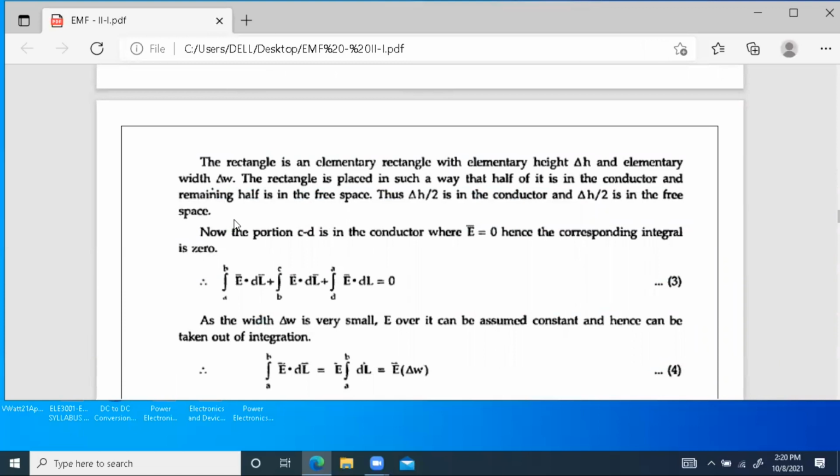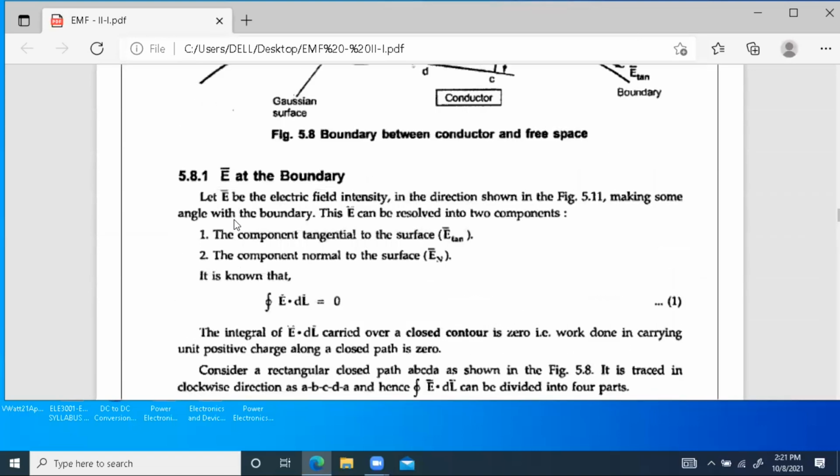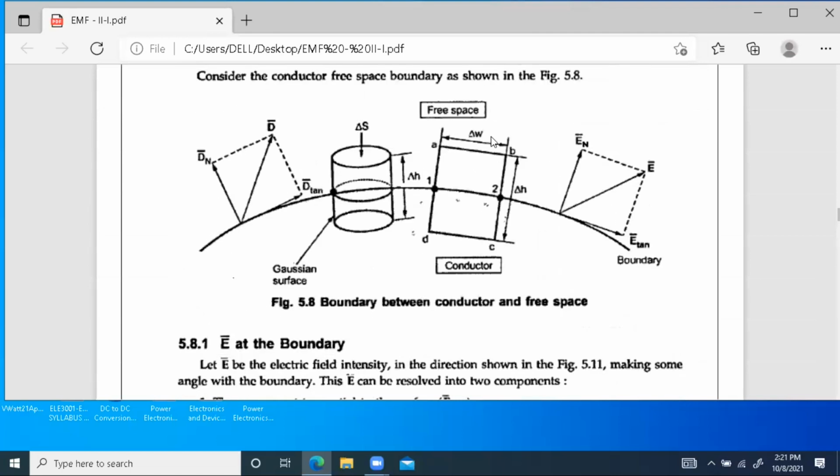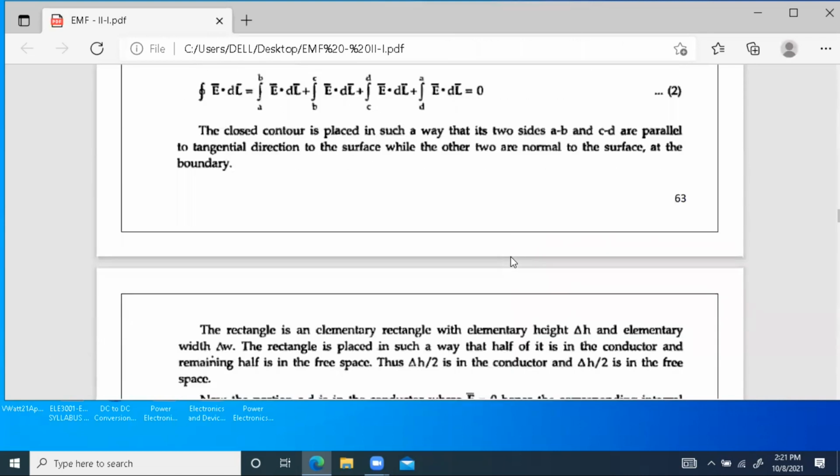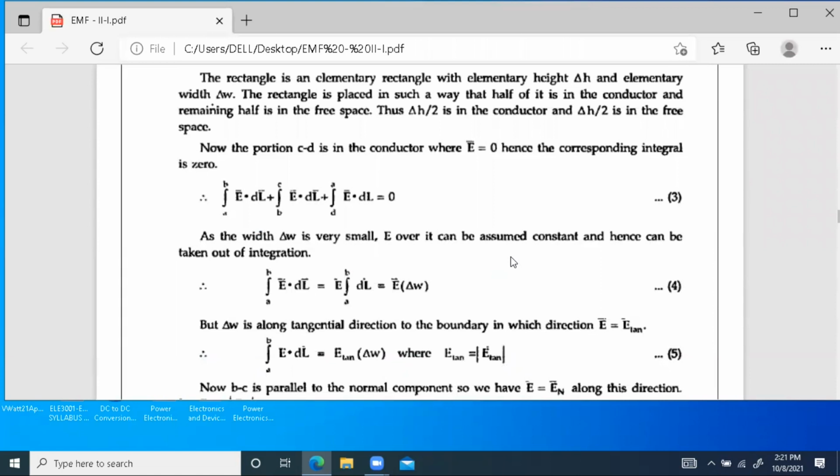So the rectangle is an elementary rectangle with elementary height delta H and elementary width delta W. This is your delta W, your delta H. The rectangle is placed in such a way that half of it is in the conductor and the remaining half is in free space. Thus, delta H over 2 is in the conductor and delta H over 2 is in free space. That answers what you asked earlier, sir. Okay, cool.